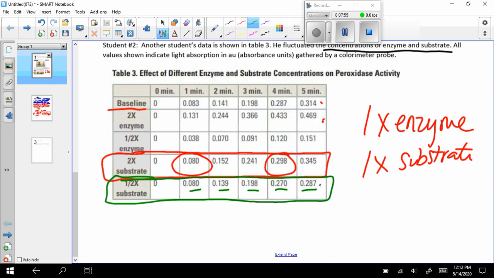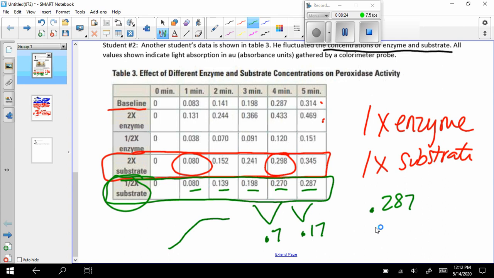And then it only increases to 0.287. So this is increasing by about 0.7. And this one is only increasing by 0.17. So that means if I only have half the substrate available, my graph has done this, and now it's starting to plateau. So I do not want to have it increase by more than 0.17. So 0.287, let's just say I have it increased by 0.1.